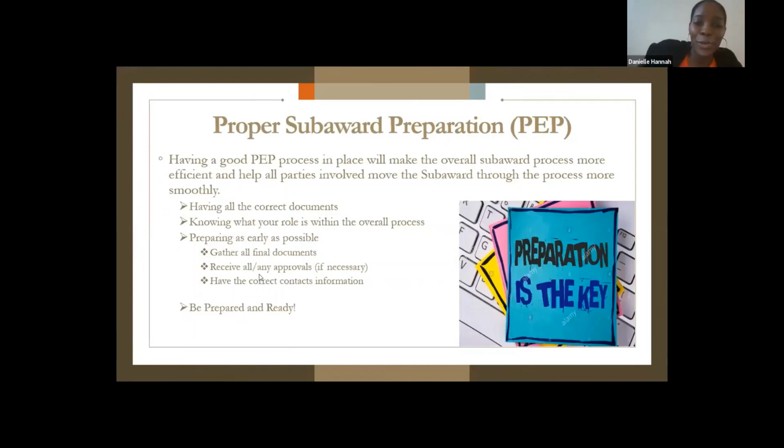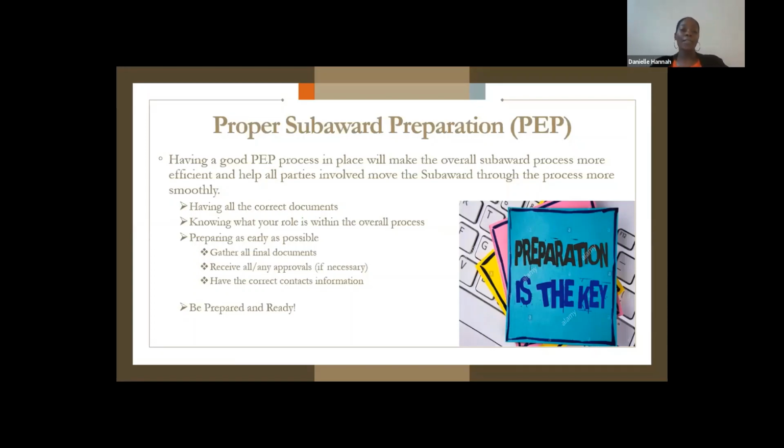Okay, guys, we're going to move forward. So the next slide is proper subaward preparation, which we call PEP. Having a good PEP process in place will make the overall subaward process more efficient and help all parties involved move the subaward through the process more smoothly.